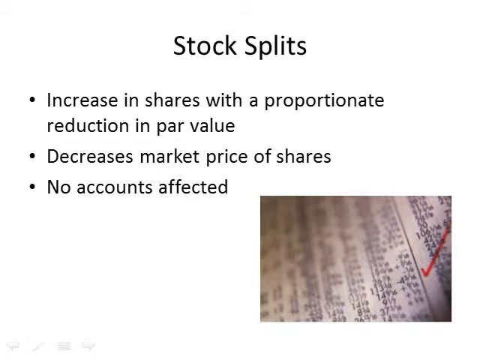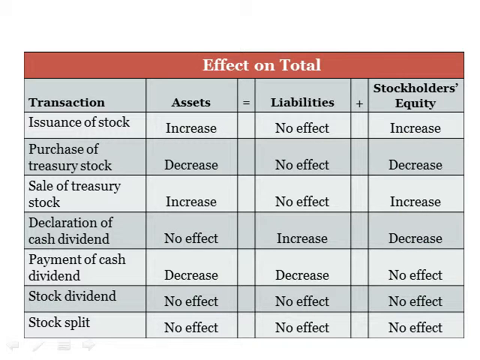Most leading companies in the United States have split their stock. No journal entry is prepared for a stock split. All account balances are the same after the stock split as before. Total equity doesn't change, nor do the assets and liabilities. This table summarizes the transactions covered in this chapter and their impact on the balance sheet.